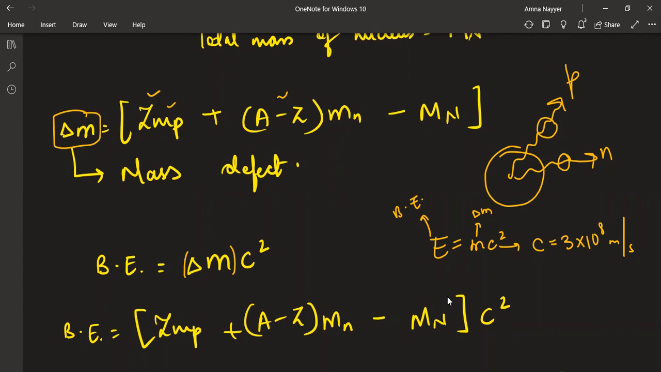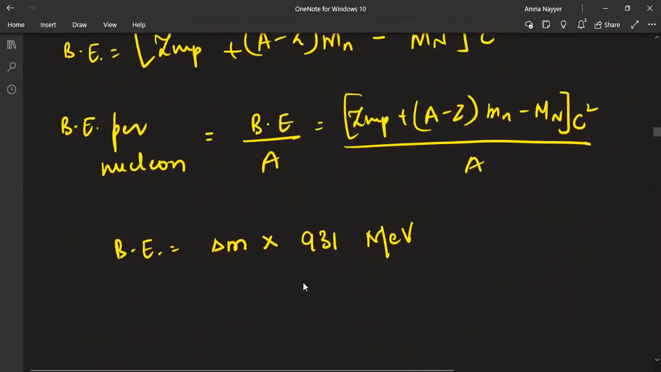Last weekend only we had seen all this. So when we compute delta M into C square, it will become a tedious task for us. First you take 3 into 10 to the power 8, square it, multiply it by the mass defect, then divide it by 1.6 into 10 to the power 19, and then get your final answer in electron volt. What will you do instead? Calculate delta M and directly multiply it by 931 mega electron volt. Your answer will be in mega electron volt.